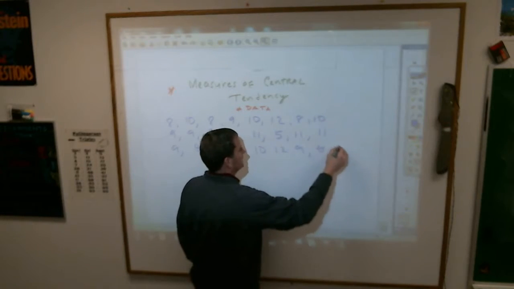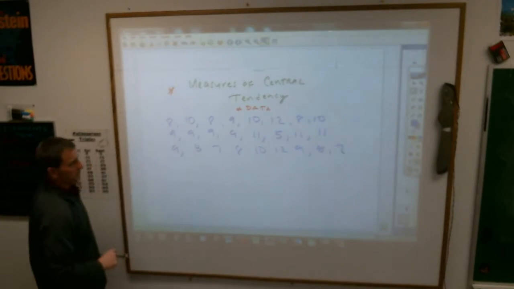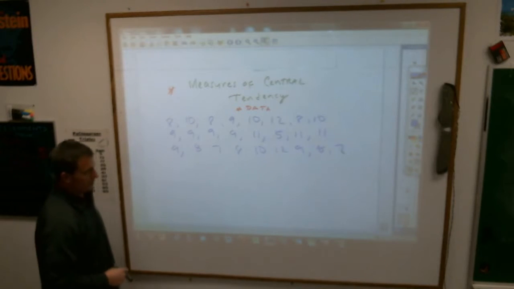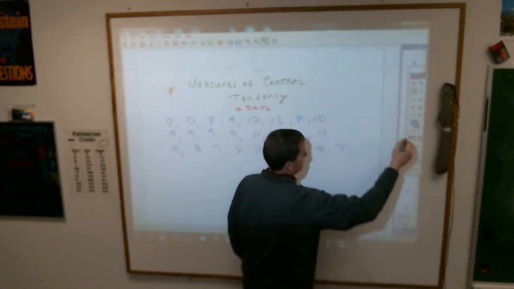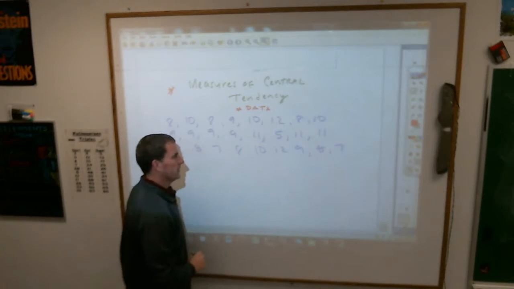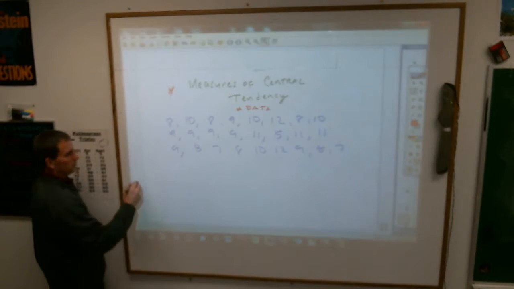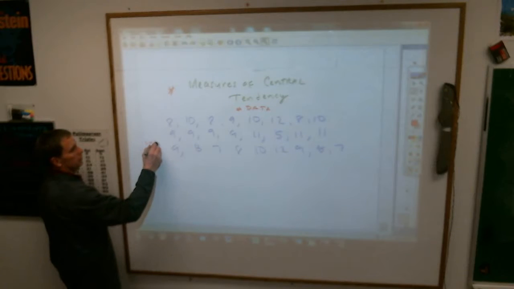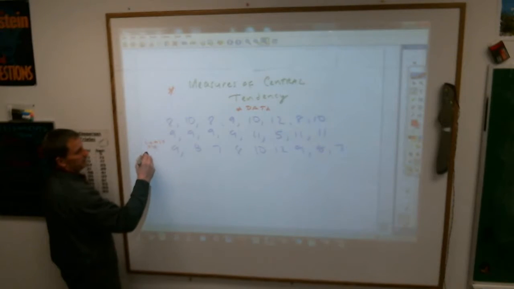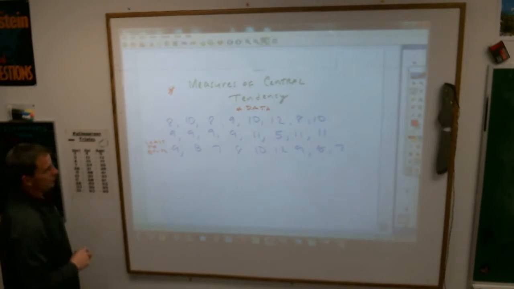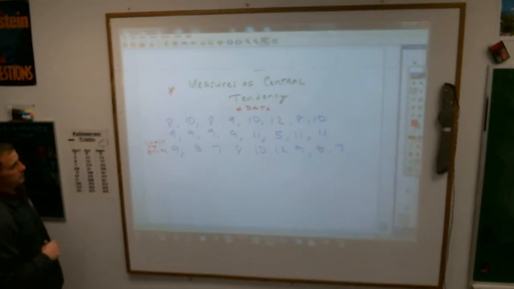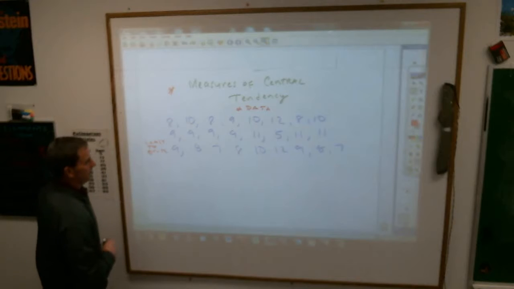Okay. Here's the deal. Measures of central tendency. Step number 1, before you even do anything with measures of central tendency, is you need to arrange the numbers from least to greatest. They all kind of need to be in a row here. I'm not 100% sure I can, so I'll ask for your help.